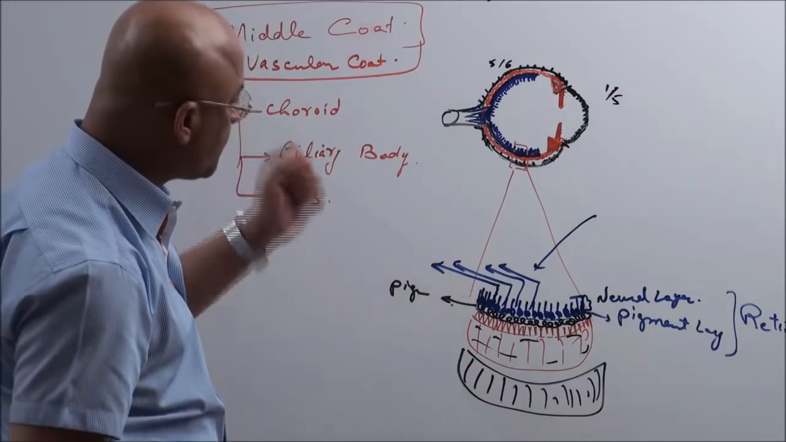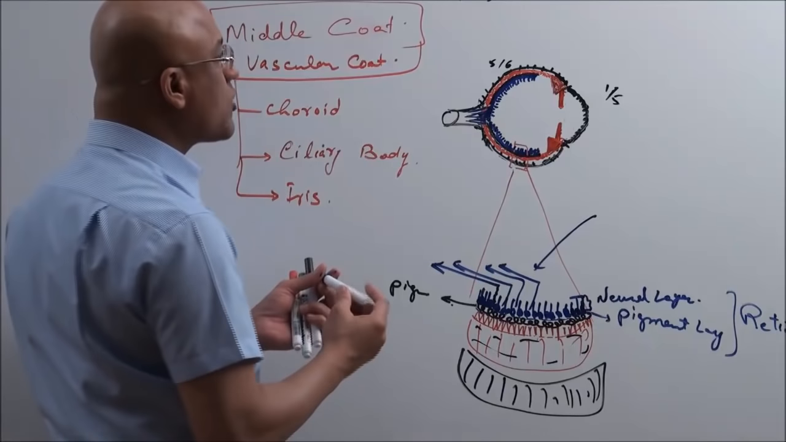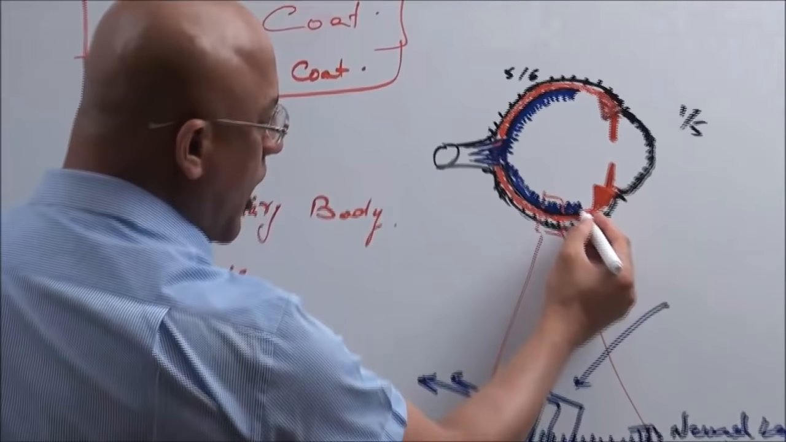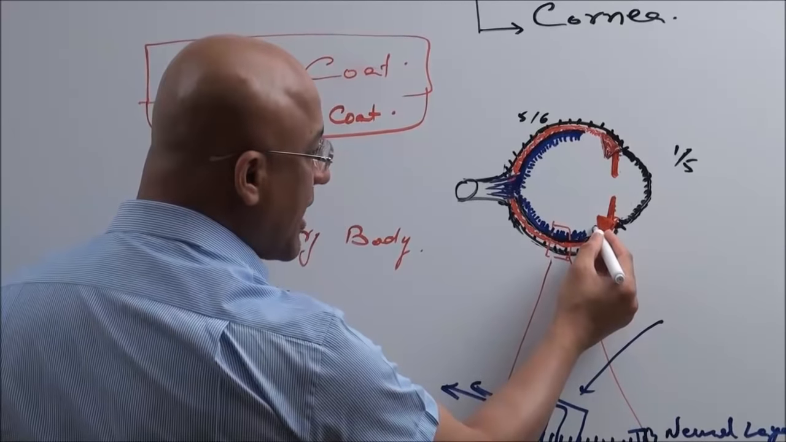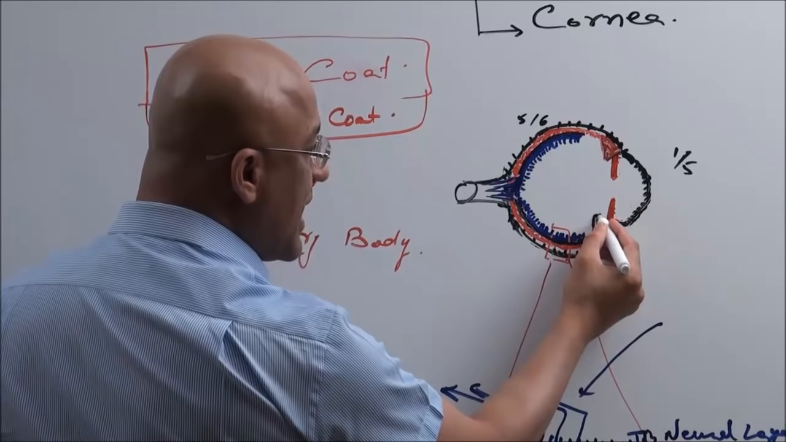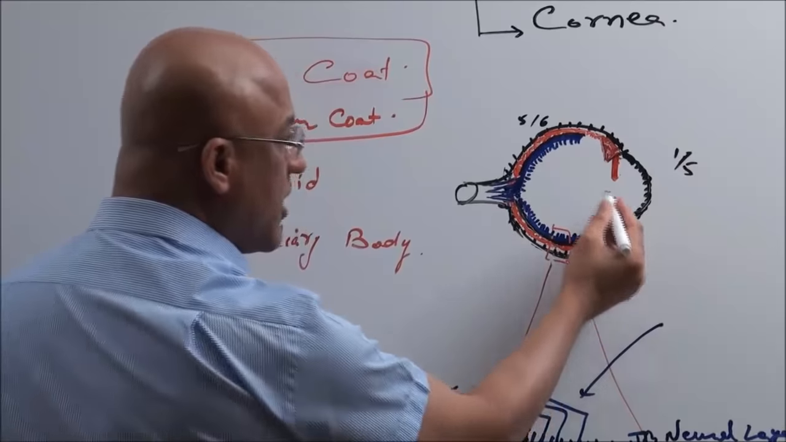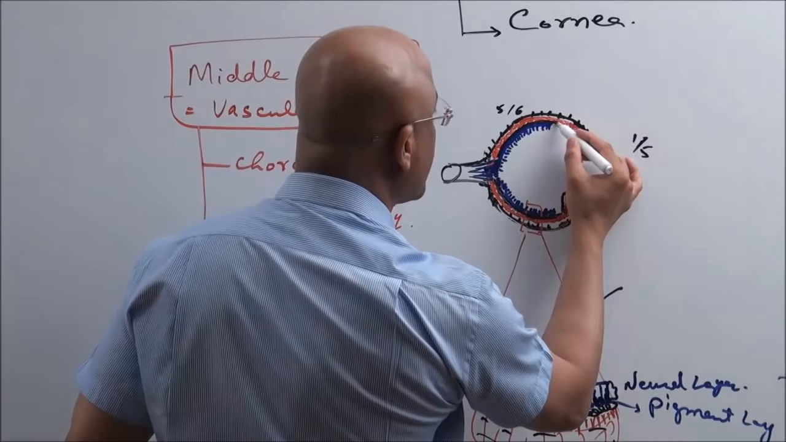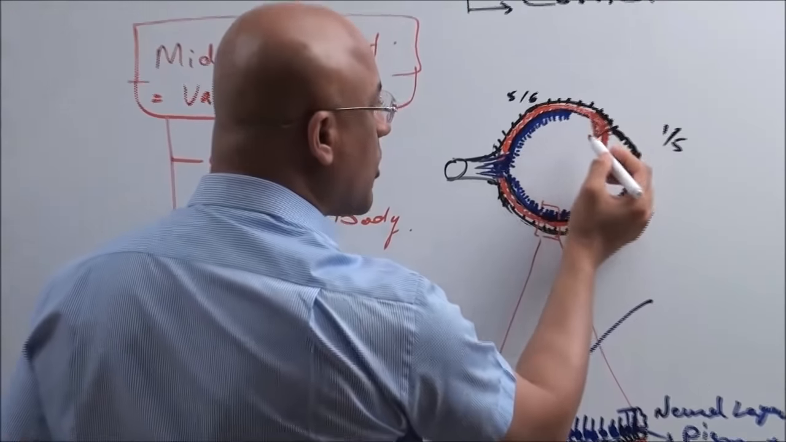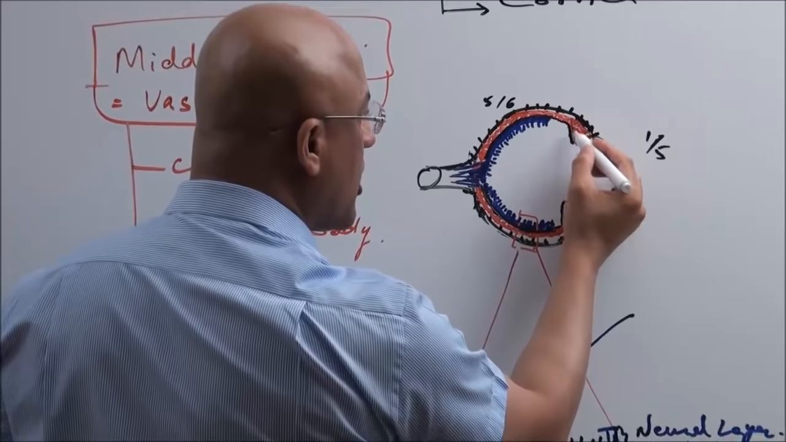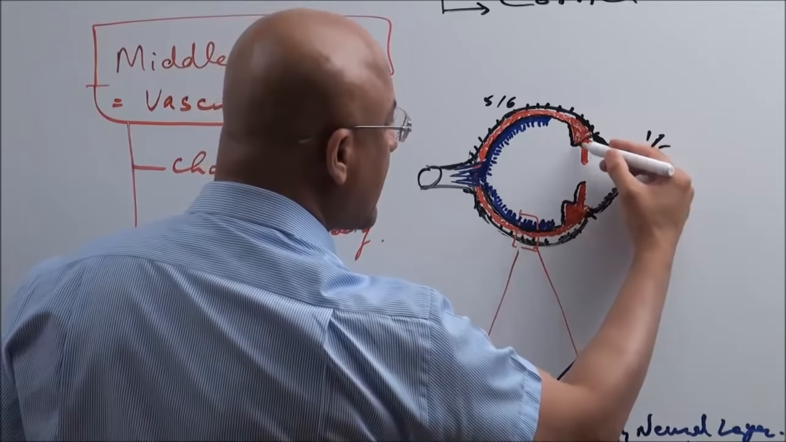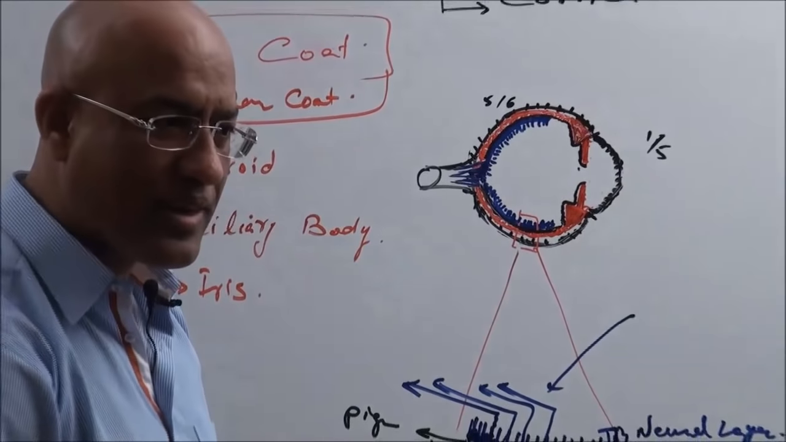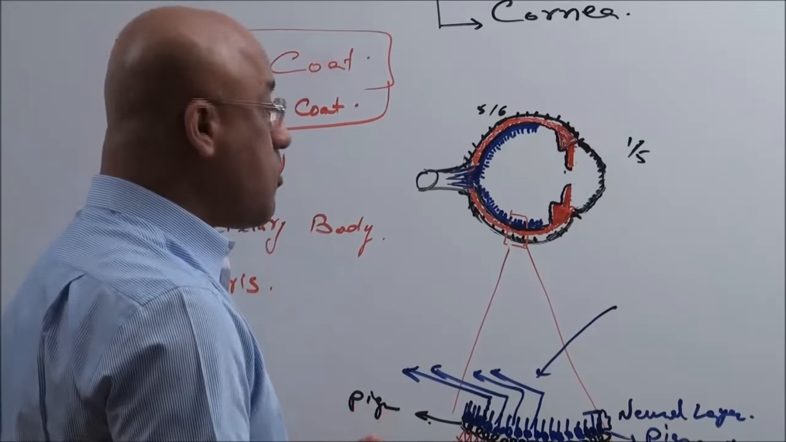Now, this innermost layer, the rods and cones: first of all, its pigment layer continues all over the choroid, and this pigment layer continues behind the sclera, and also continues behind the iris. This is the pigment layer of the retina, covering all the choroid, then extending forward onto the ciliary body, and then extending further forward behind the iris. Now, a point which is very important.